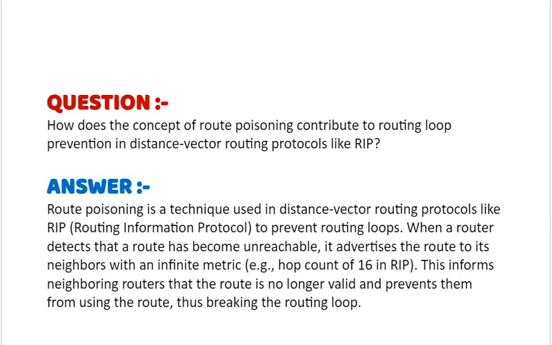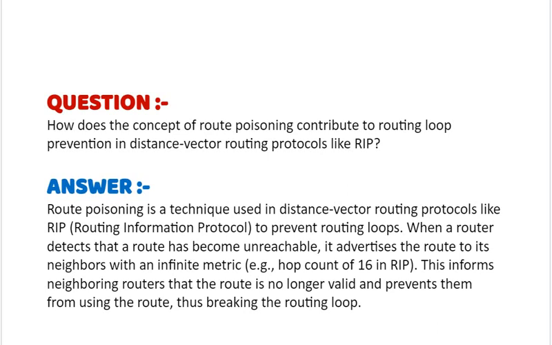Our next interview question is: how does the concept of route poisoning contribute to routing loop prevention in distance vector routing protocols like RIP? Your answer should be: route poisoning is a technique used in distance vector routing protocols like RIP, that is, Routing Information Protocol, to prevent routing loops.